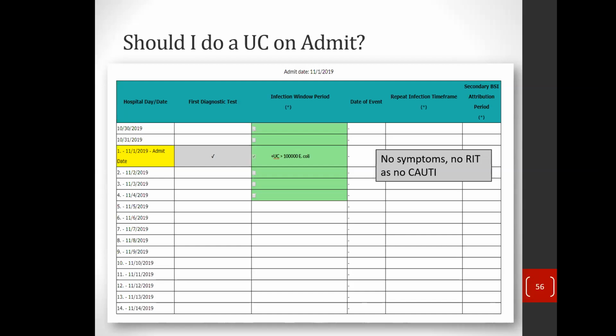But they have no symptoms in this example, so there's no repeat infection time frame. So that they have another positive culture when they haven't had a symptom, there isn't a repeat infection time frame. So it would still be called CAUTI. So in this example, they had a urine culture done several days later, and they have a fever. Since there's no repeat infection time frame, this would still be called a CAUTI.